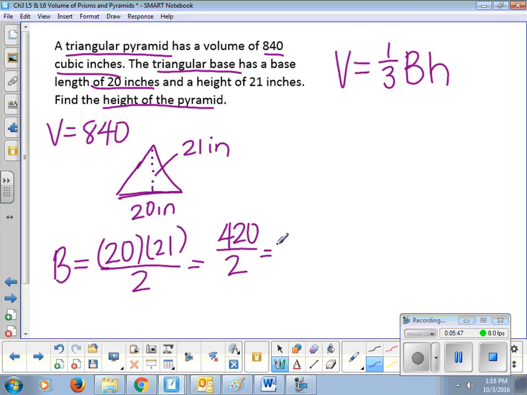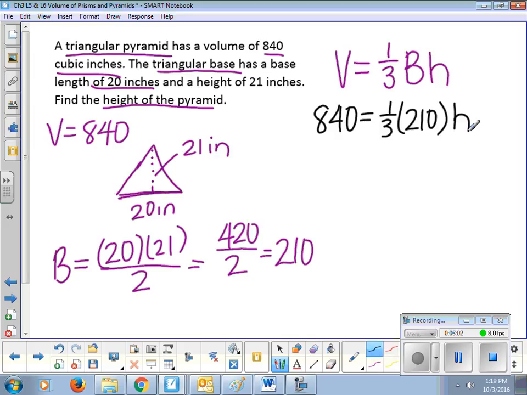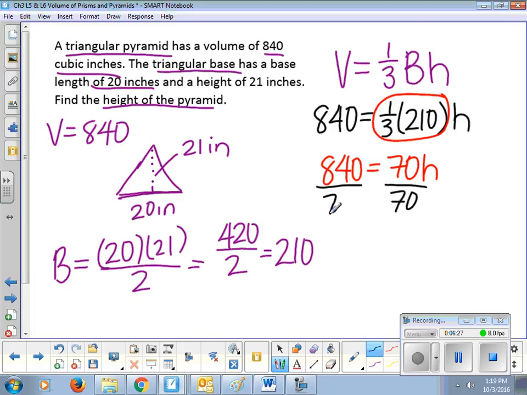20 times 21 is 420, divided by 2 gives us 210, and we're going to plug in our known values. B we know is 840, bring down our 1/3, our area of the base is 210, and we're multiplying it by h. Okay, so we now have an equation where we're solving for h. We can combine these two right here, 1/3 times 210, or 210 divided by 3, which gives us 70. So 840 equals 70 times h. This leaves us with a one-step equation, so we can divide both sides by our coefficient, which is 70.